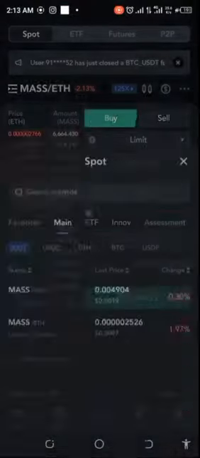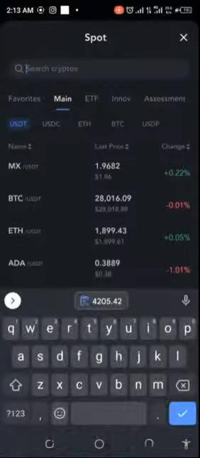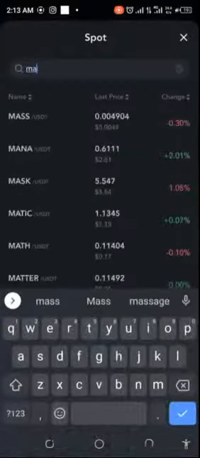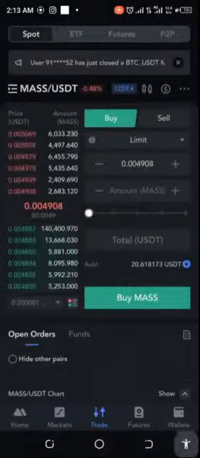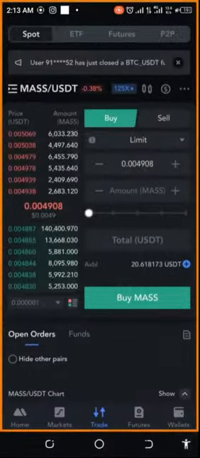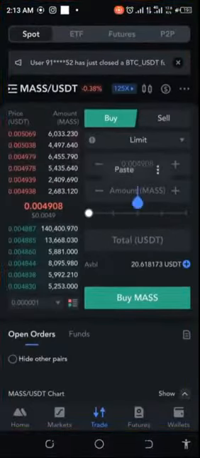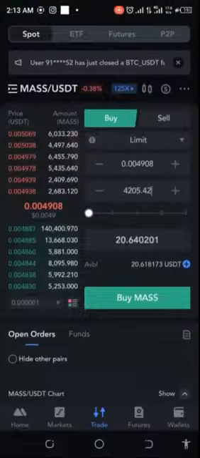Okay, so let's go to mass USDT. Let's see what's going to happen here. Mass USDT. Okay, let's see what we're going to get. If I paste in what I have just normally, right? If I paste it in normally, what will I get? Just 4 cents. That's not really good. Because we're coming from 20.60 and then we're getting 4 cents.